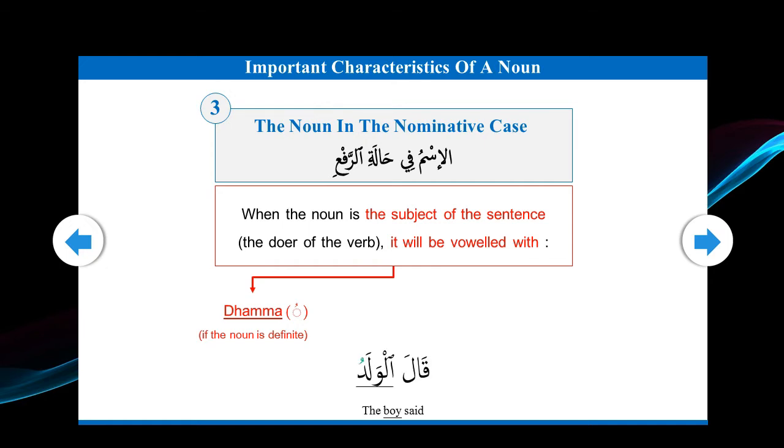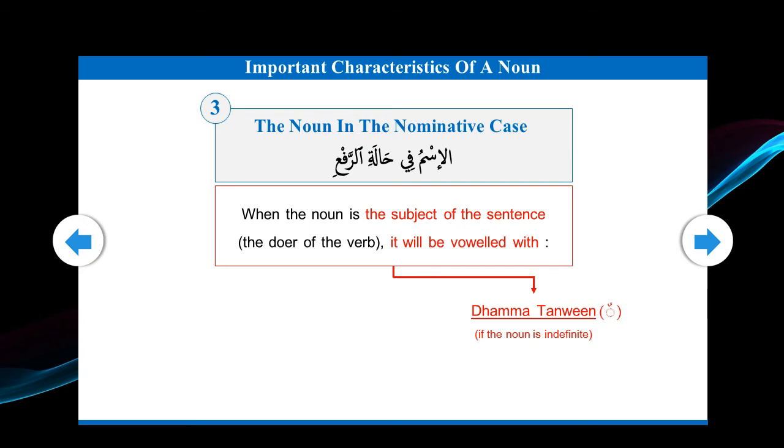Like for example, qala al-waladu, the boy said. Or voweled with dhamma tanween if the noun is indefinite. Like for example, ja'at sayyaratun, a car came.